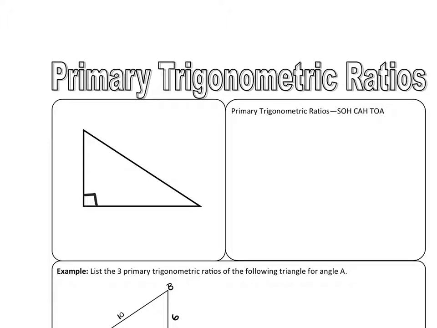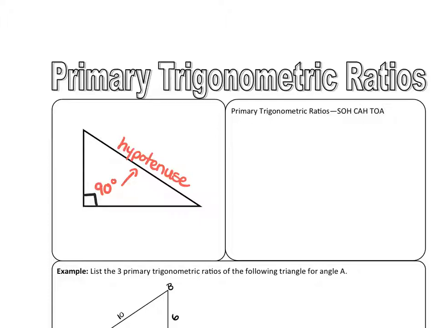Now if you remember from the last lesson, this meant that we had 90 degrees. And I also showed you that across from this is our hypotenuse. Now, when we're doing primary trig ratios, there's one other thing we have to look at, and we have to name the other two sides. When you name the other two sides, it's based on the angle that you're using.